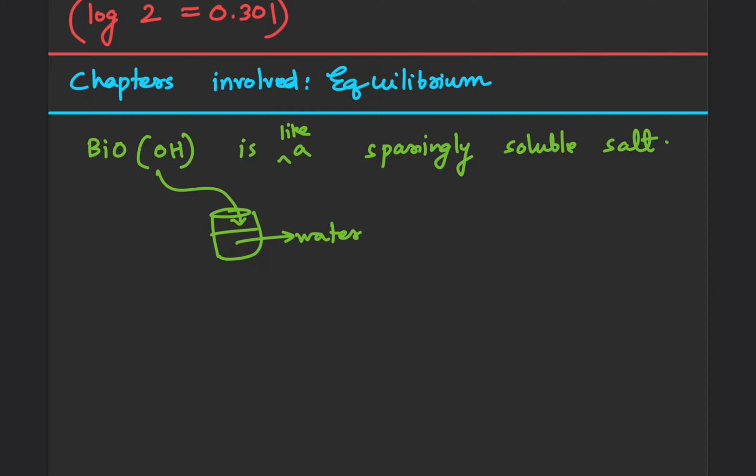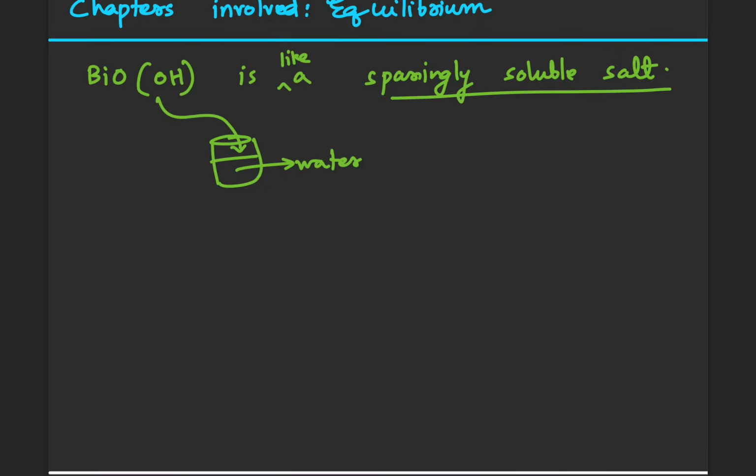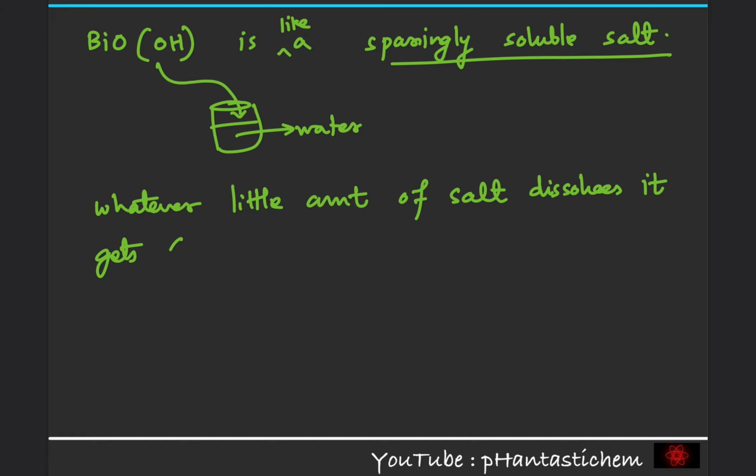Okay, therefore the equilibrium can be represented by a reversible reaction. I can show it to you. So obviously it's a sparingly soluble salt, so only a small amount of it goes into the solution, but whatever little amount of salt dissolves, it gets completely dissociated into ions.